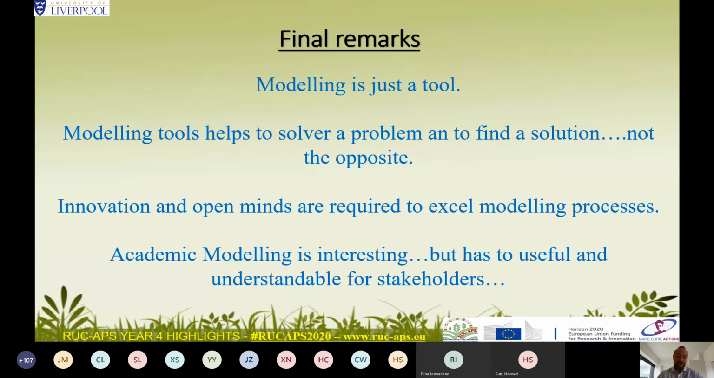Academic modeling is interesting, but it has to be useful and understandable for a stakeholder. And this is one of the main challenges. That's the purpose of all this connection with this RUC APS project. The idea is to show the industry community that modeling tools are there in order to support them and to help them understand what they do.